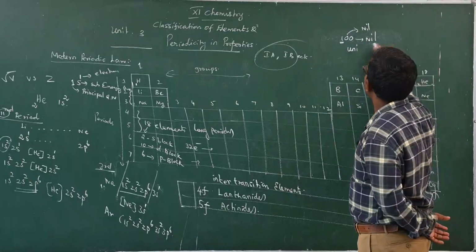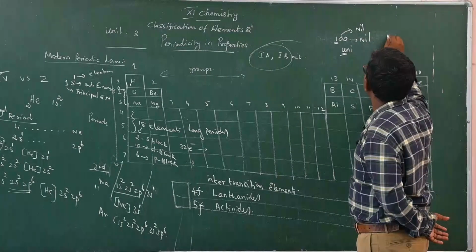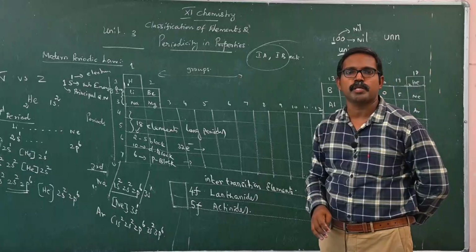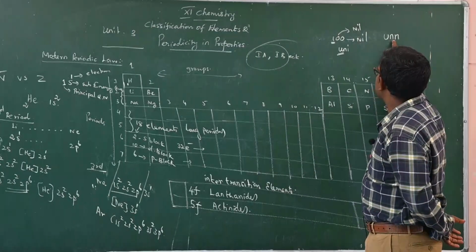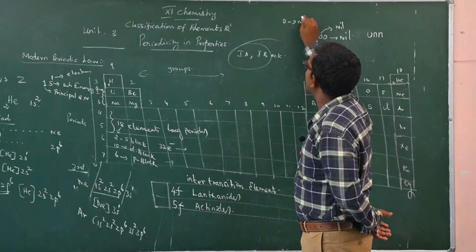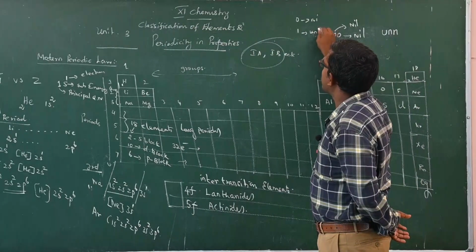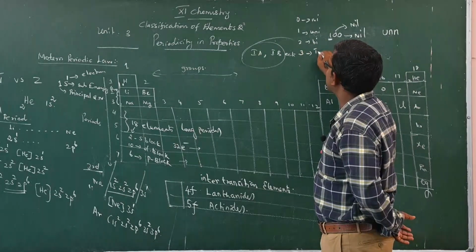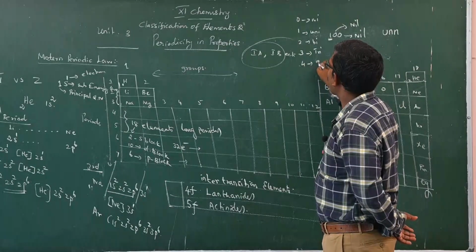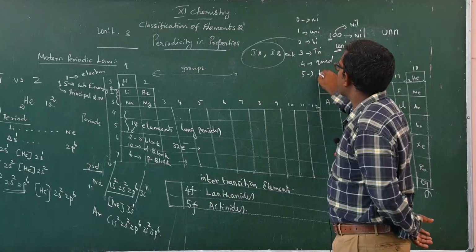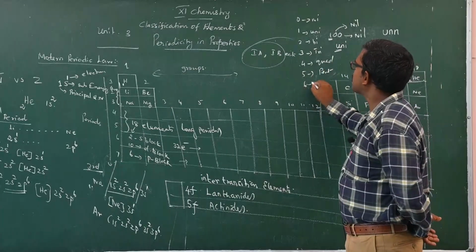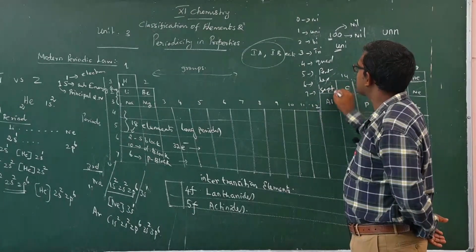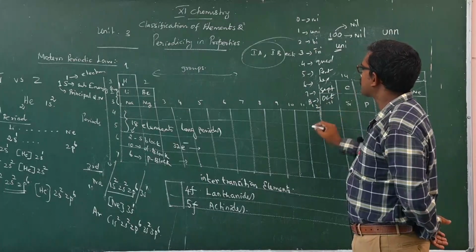So the symbol for this element, the first letters U, N, N. What is the symbol of atomic number 100? U, N, N. 0 means nil. 1 is un or uni. 2 bi. 3 tri. 4 quad. 5 pent. 6 hex. 7 sept. 8 oct.